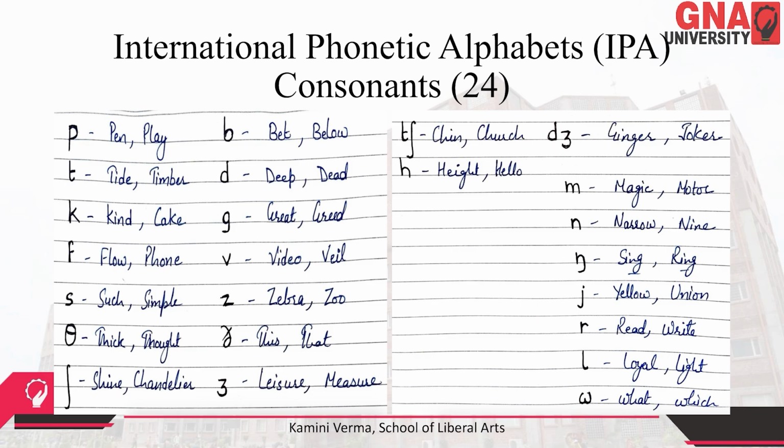Moving ahead with the next one, this is T. T as in ten, T as in tide, T as in tile, T as in timber. So the majority of the words with the letter T.